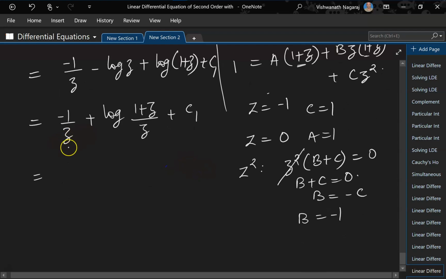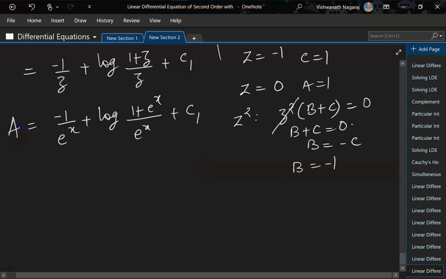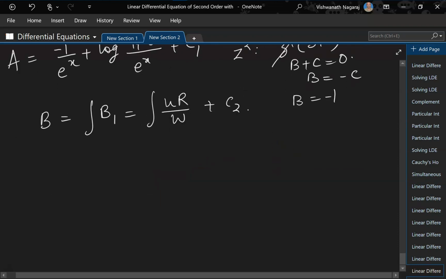Now we can substitute back the value of z. So we have minus 1 by e to the power of x plus log of 1 plus e to the power of x by e to the power of x plus c1. Remember this is a. Similarly, we have to figure out b. So b is equal to integral of b1, which is equal to integral of ur by w. And remember, we will have another constant of integration.